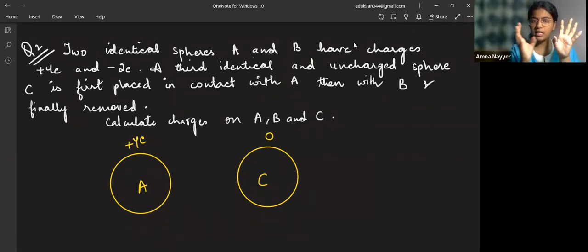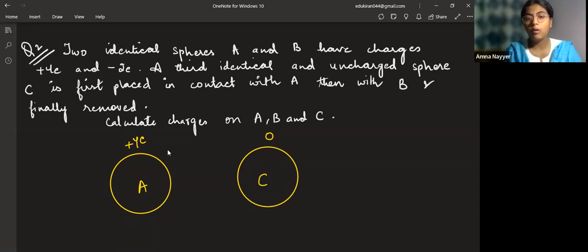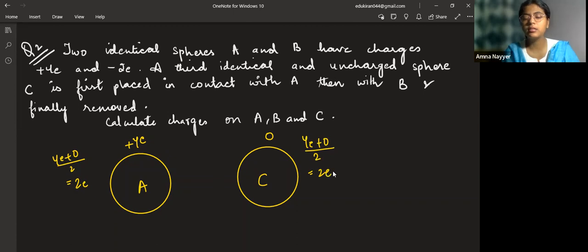C is uncharged and kept in contact. Wherever this term is used, it is directly related to conduction, because the question won't ever give you the term conduction directly. You just link it with conduction. Now, 4E and 0: if A and C are kept in contact, each will receive how much charge? 4E plus 0 divided by 2, that is 2E. And the same thing here also, 4E plus 0 divided by 2, that is 2E.